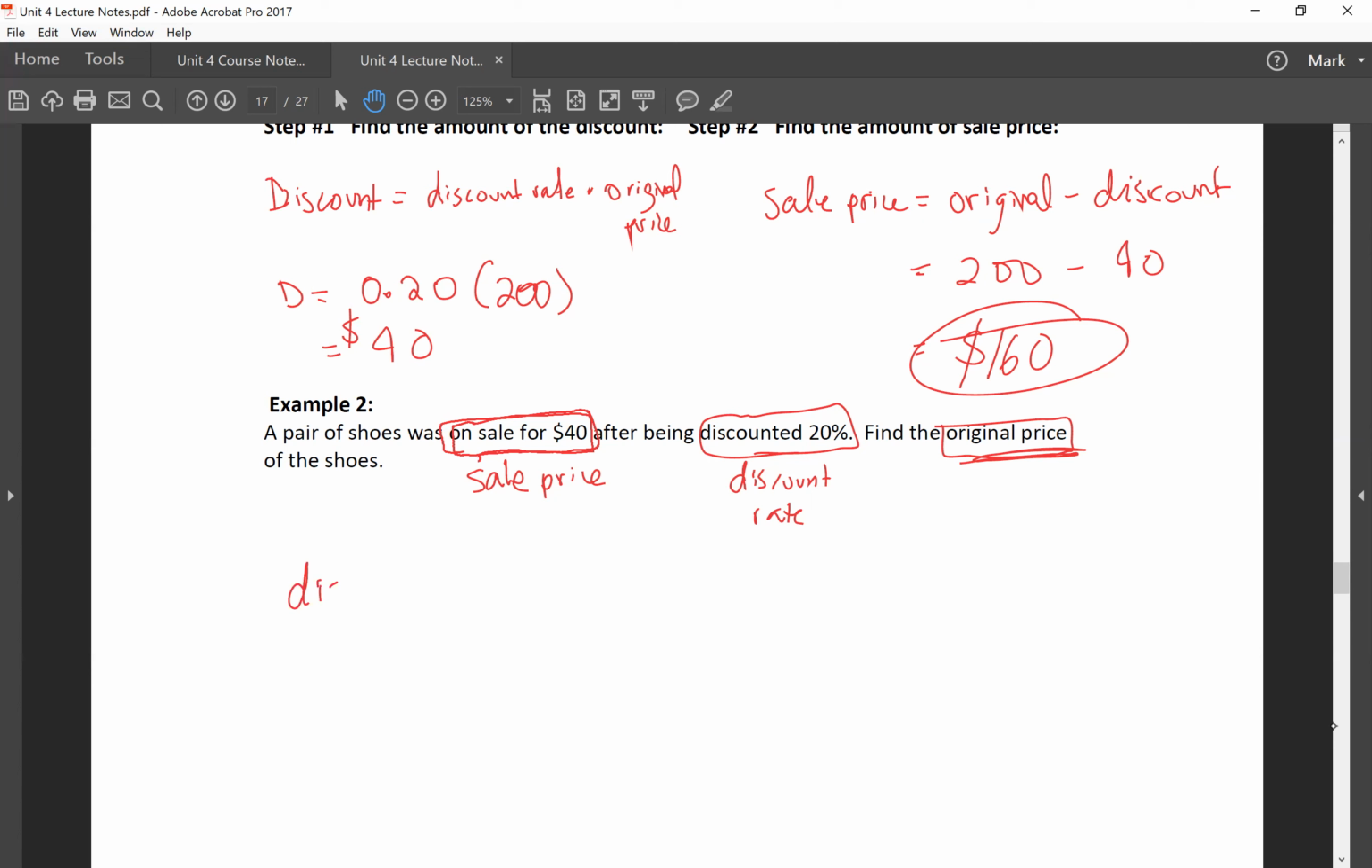The discount is 20% of the original price. So it's 20%, 0.20 times the original price. I'm trying to think if I can give this like a formula here. I'll just say original price. Okay, so we need to find, I'm going to write this down, the whole thing. We need to find the sale price. And the sale price is the original price minus the discount.